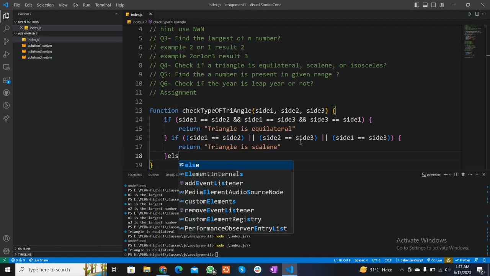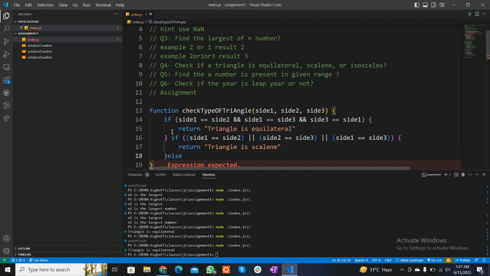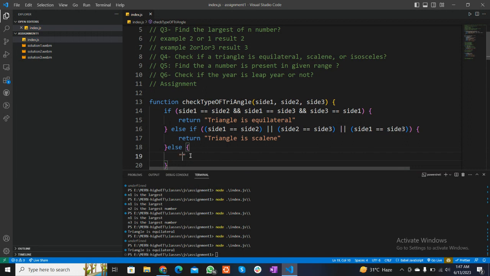In the else case, let's write it like this one. Let's write else. In the else case, we write here the triangle is isosceles.